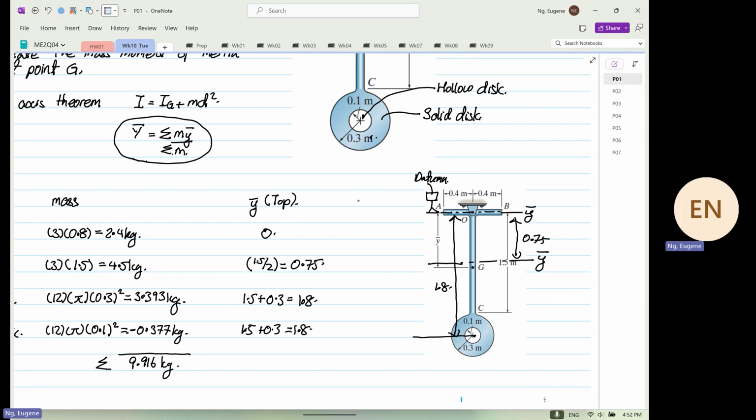So from here, we do mass multiplied by Y bar at the top. Okay. So 2.5 times 0 is equal to 0. 4.5 times 0.75 is equal to 3.375. 3.393 times 1.8 is 6.1074. 0.377 times 1.8 is minus 0.679. So then you do the summation again.